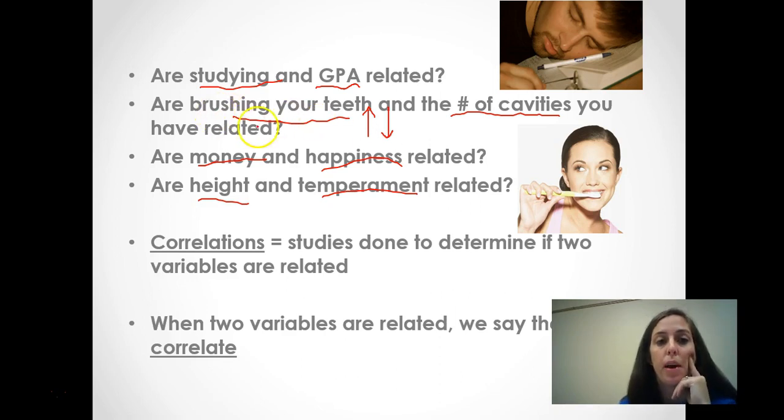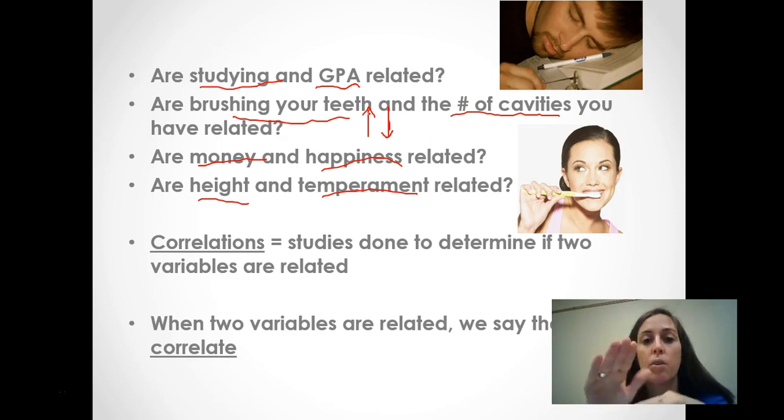Now, what about the less you brush your teeth? Okay, so the less you brush your teeth, down arrow, what happens to the number of cavities? It goes up. So no matter how you word that, one goes up and one goes down. That is a negative correlation.